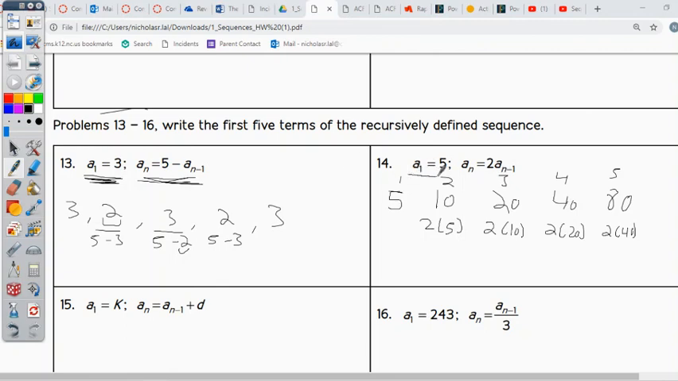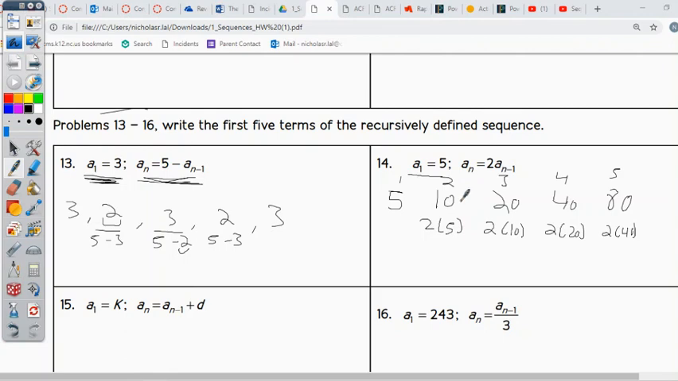Right, so a1 is 5, the first term is 5. This is saying each term is equal to 2 times the term before it. So the second term, the term before it is the first term. So the second term is equal to 2 times the first term. So 2 times 5 is 10.